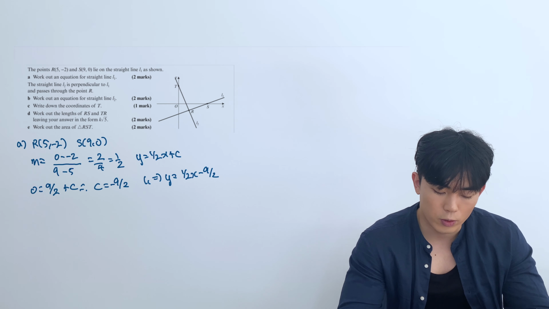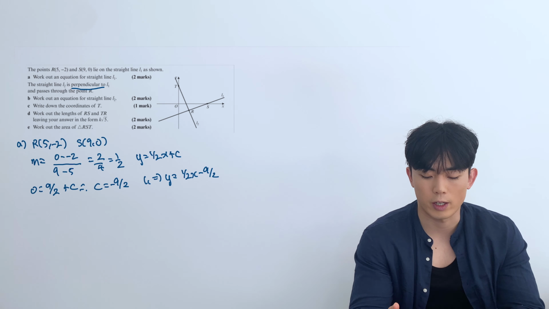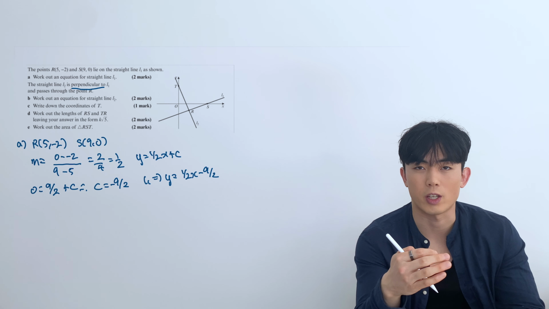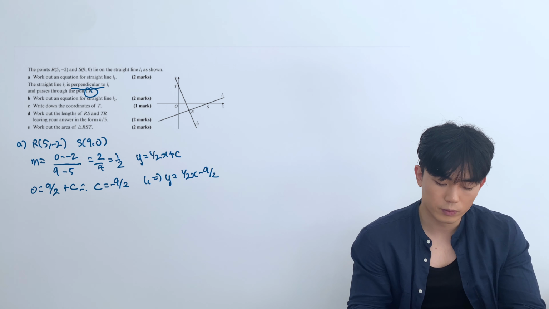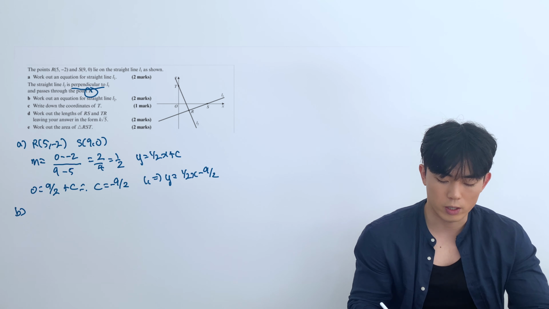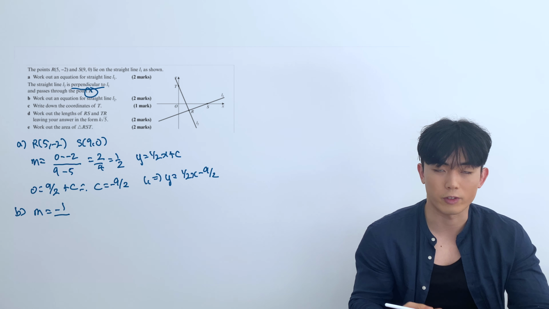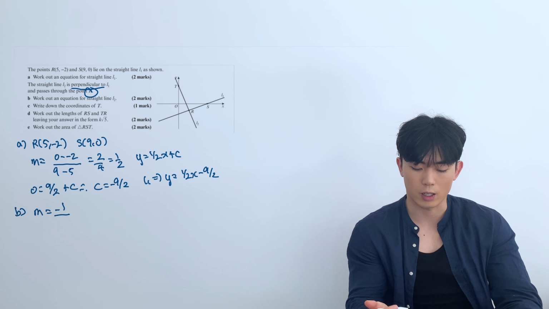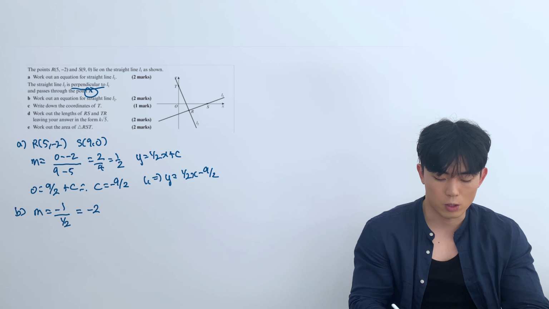Right, the straight line L2 is perpendicular to L1, meaning we know that the gradients, if we multiply them together, we should get minus 1. And it passes through the point R. So R is here. Work out the equation for L2. So the gradient of L2 is just going to be minus 1 over the gradient of L1, right? Because they're perpendicular. And L1's gradient was 1 over 2. So L2's gradient will be minus 2.